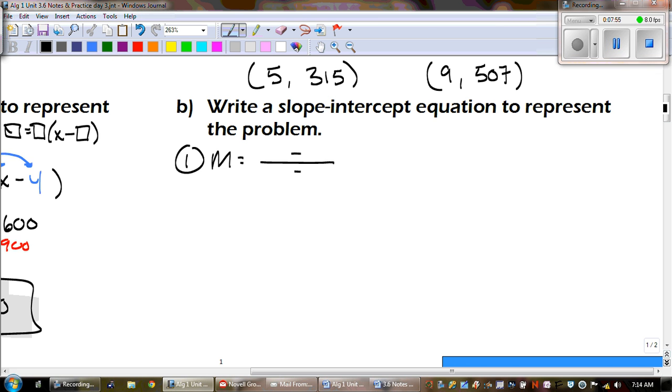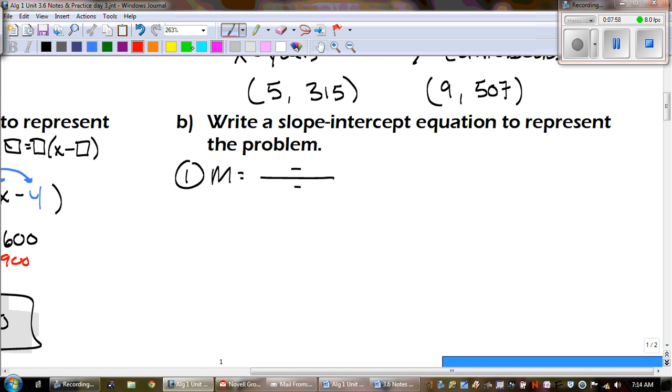All right, let's find the slope. So we got 507 minus 315 over 9 minus 5. 9 minus 5 is the easy one. That's 4. What's 507 minus 315? I got 192. Okay. And then divide that by 4. We get our slope equals 48.